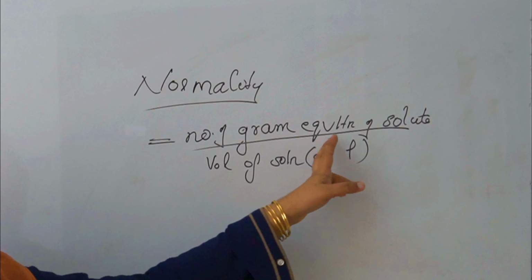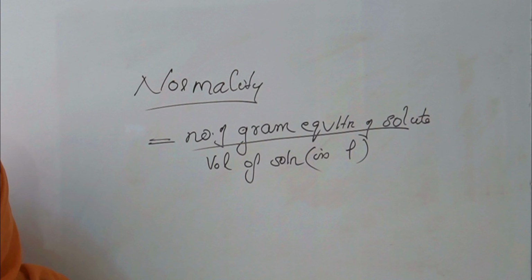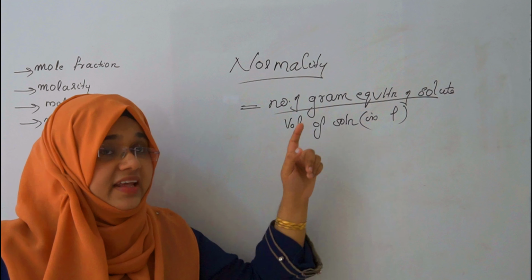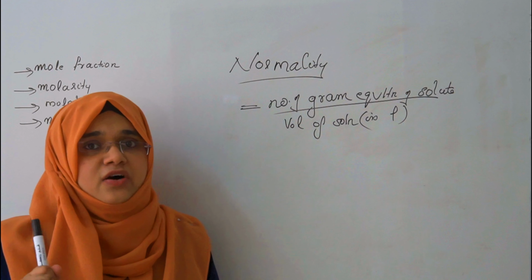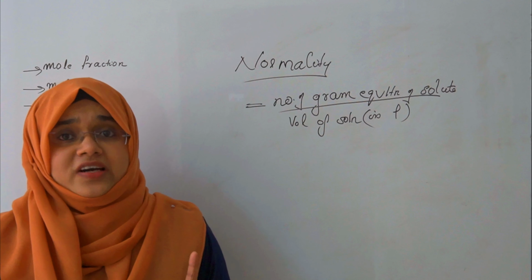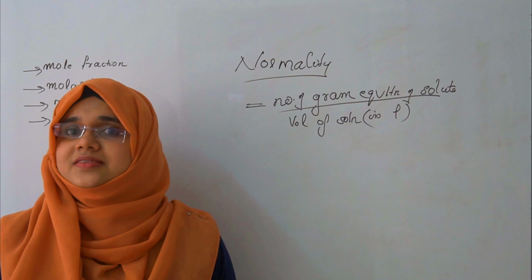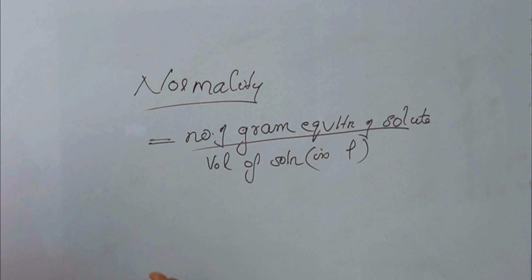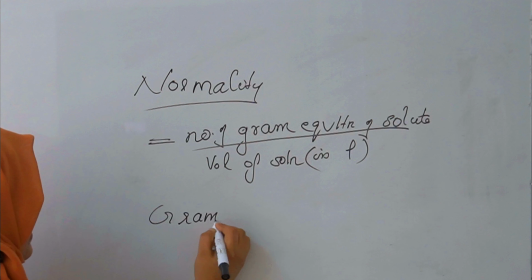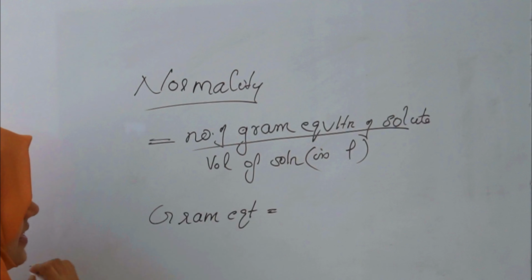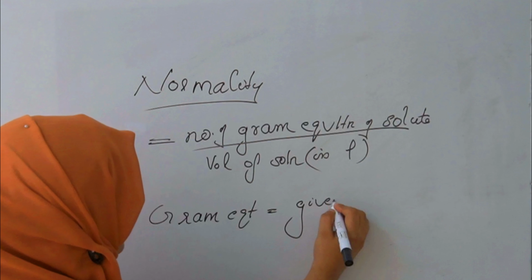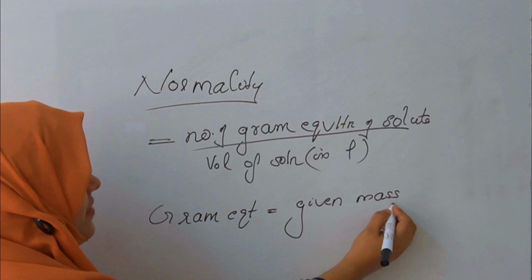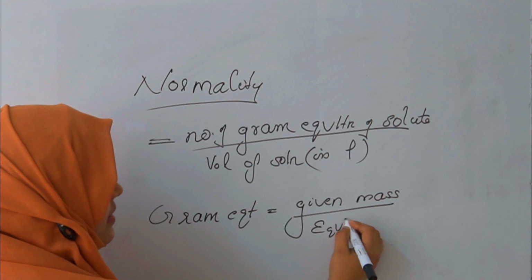Number of gram equivalents. In the case of molarity, we said it is the number of moles of solute. Here it is normality, and hence we use gram equivalents of solute. So what is gram equivalent? Gram equivalent is nothing but the given mass divided by the equivalent mass.